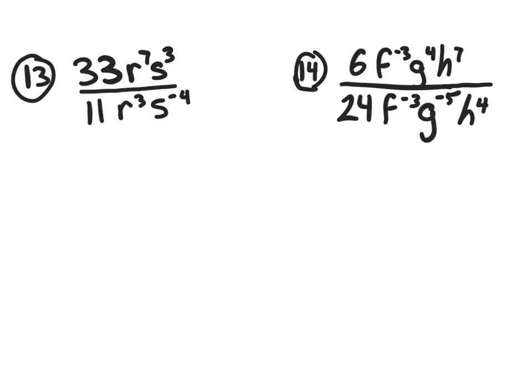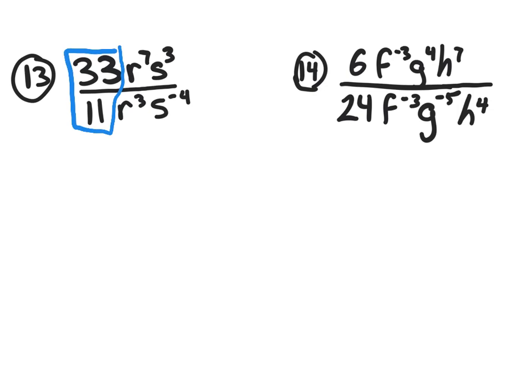So on number 13, we have 33 over 11. Like I've mentioned before, I like to look at the coefficients and pretend that they're a single numeric fraction. So I like to think, what is 33 over 11? What do you guys say? 33 over 11, it's 3. Now, where does the 3 belong, on top or bottom? On the top, because 33 divided by 11 is 3, and 33 is bigger, so the 3 goes up on top.